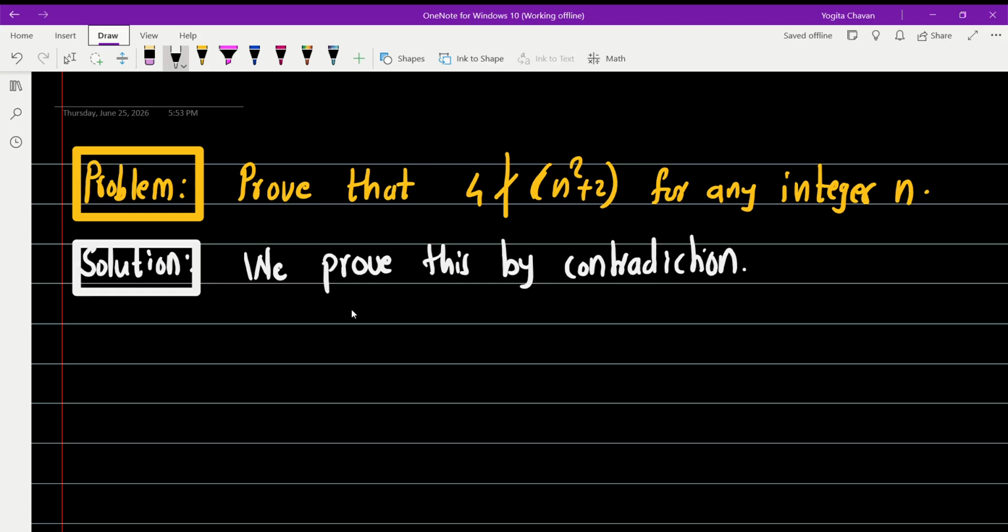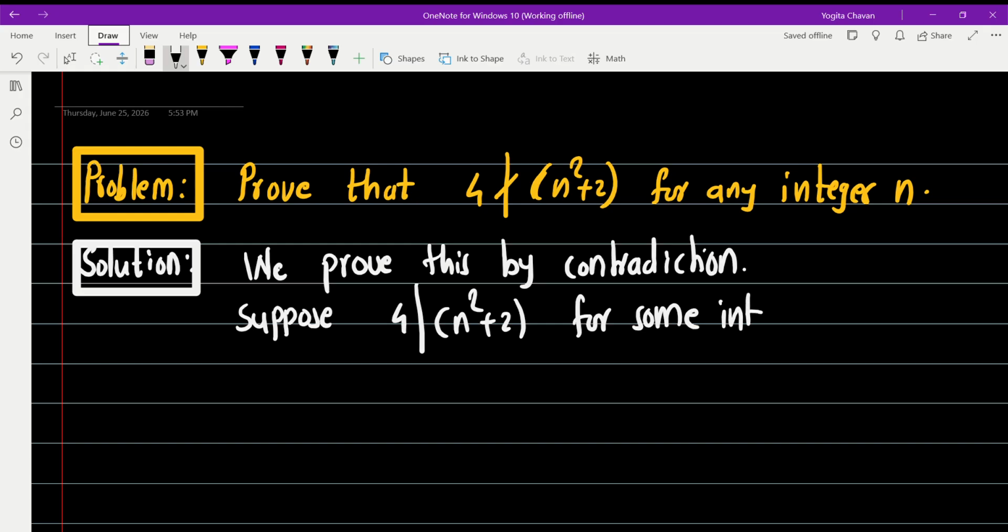Now suppose 4 divides n square plus 2 for some integer n. हमें प्रूव क्या करना है कि 4 does not divide n square plus 2 for any integer n. We are going to prove this by contradiction. So assumption is 4 divides n square plus 2 for some integer, say n. कोई तो एक इंटीजर n है और n square plus 2 को 4 डिवाइड कर रहे हैं.